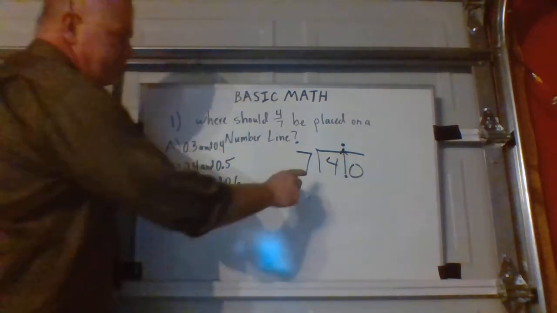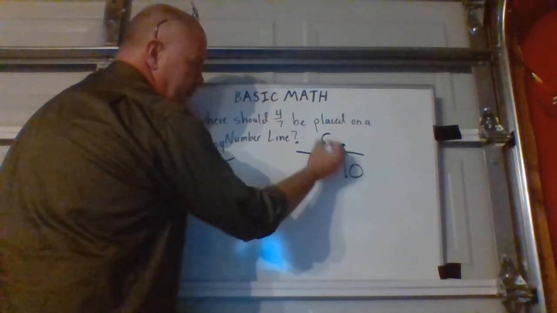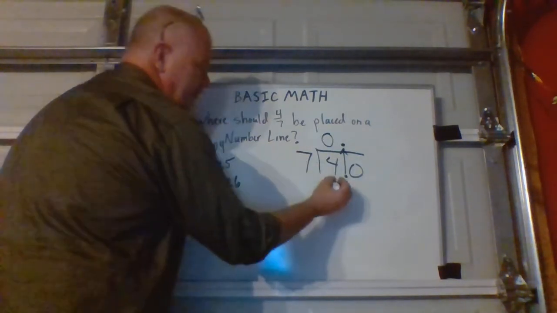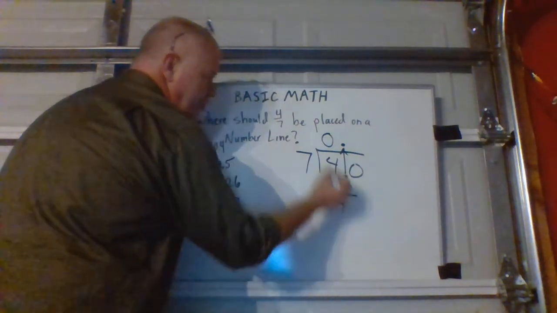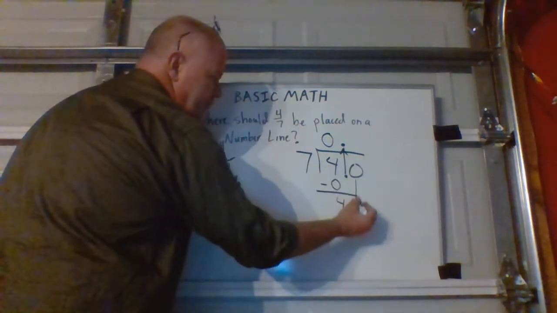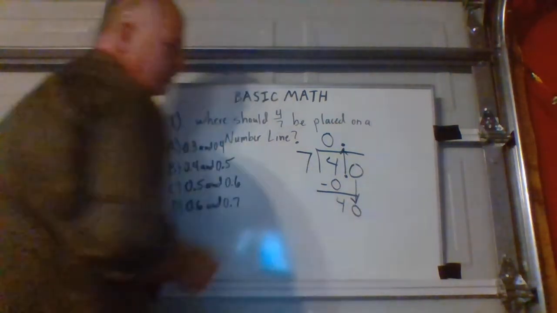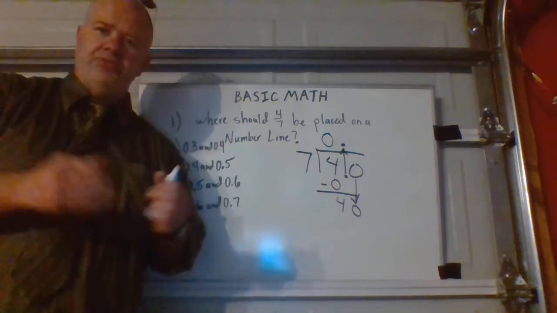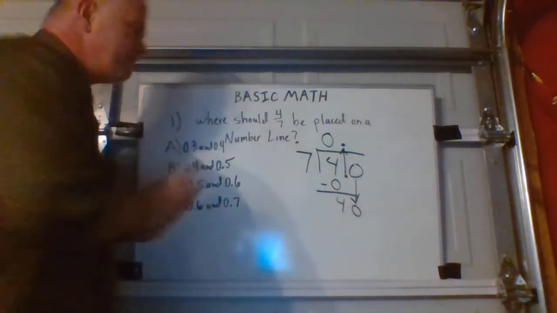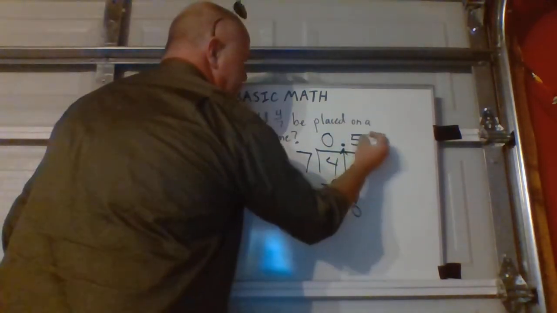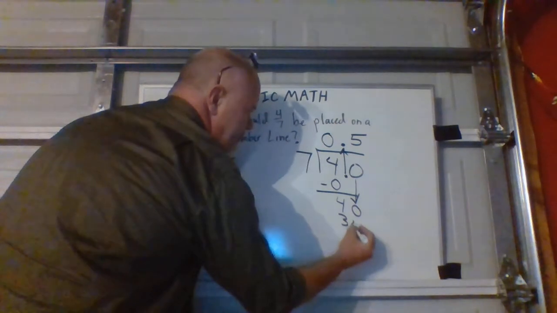Let's make sure that we're doing this step by step. 7 doesn't go into 4, so we'll put a 0 there. 0 times 7 equals 0. 4 minus 0 equals 4. 7 doesn't go into 4, so we drop down that 0 that we created. Now we need to figure out 7 into 40. Well, we know 7 times 6 is 42, so that 6 is too high. Let's bump that down to 5. We've got 5 times 7, which gives us 35.